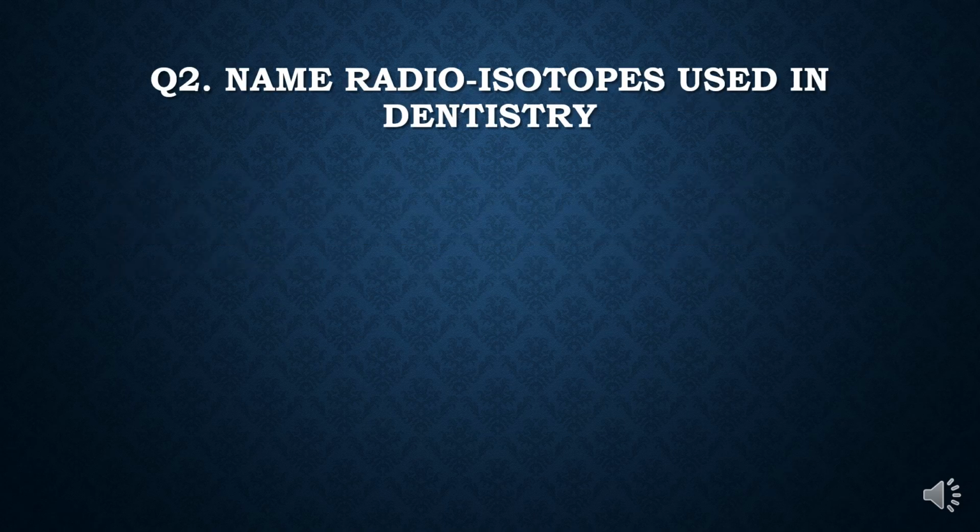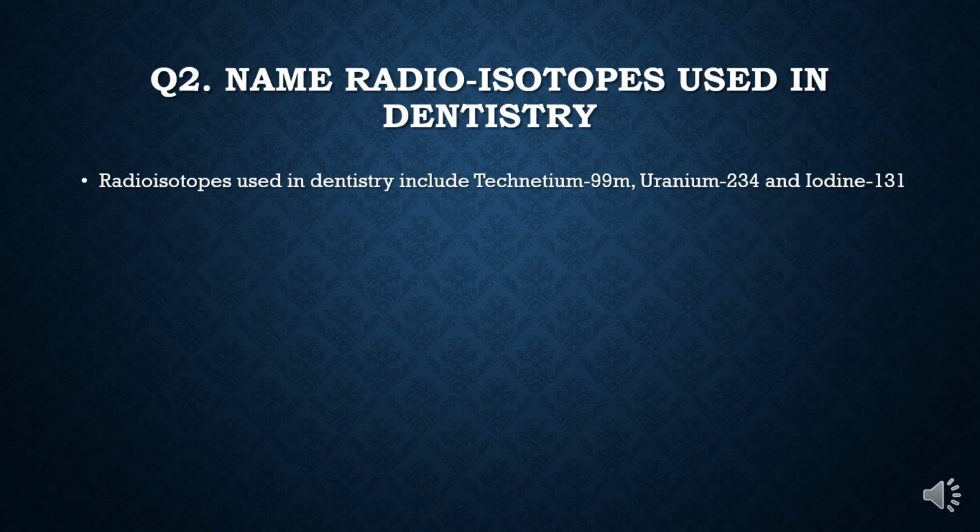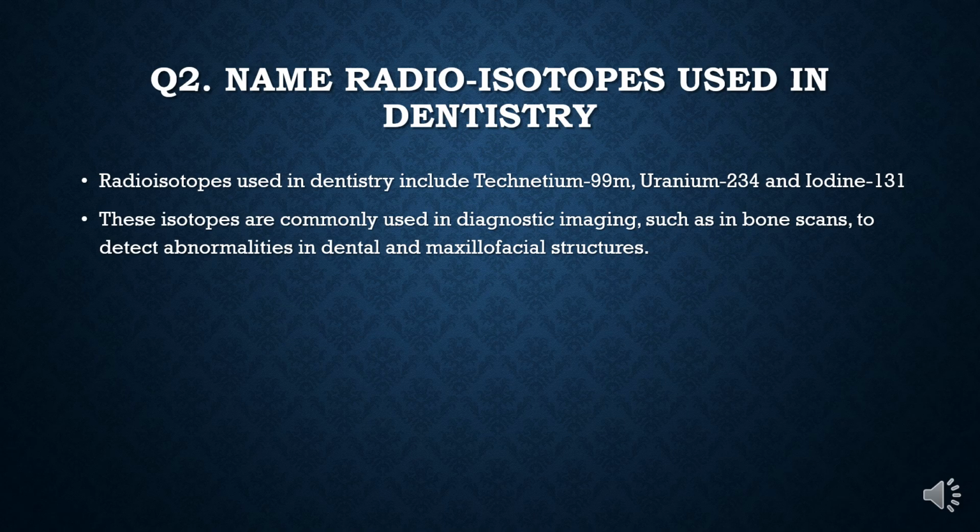Name radioisotopes used in dentistry. Radioisotopes used in dentistry include technetium-99m, uranium-234, and iodine-131. These isotopes are commonly used in diagnostic imaging, such as in bone scans, to detect abnormalities in dental and maxillofacial structures.